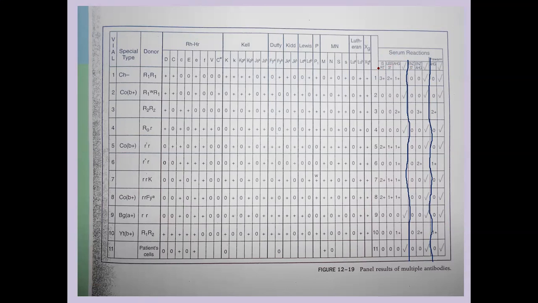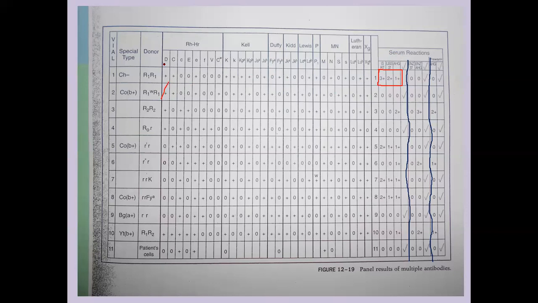And so we look at cell 1. And interesting, right? What do we have here with cell 1? We have the strongest reaction at immediate spin. It drops off to 2+ at 37, and then at AHG it's 1+. Okay? So let's go to cell 2. Can we use cell 2 to help eliminate? Absolutely. So let's go ahead and use it.